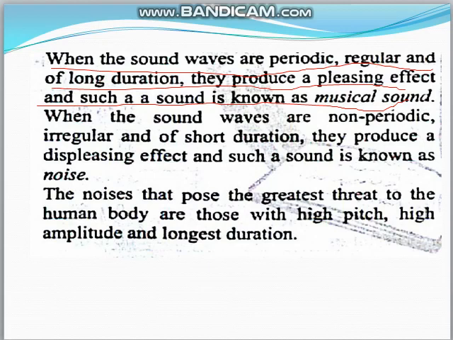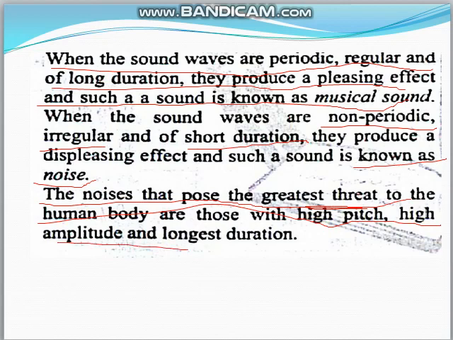When the sound waves are non-periodic, irregular, and of short duration, they produce a displeasing effect, and such sound is known as noise. Here you can see the difference between noise and musical sound. When it is periodic, regular, and long duration, that is musical sound. When non-periodic, irregular, and short duration, that is nothing but noise. The noises that pose the greatest threat to the human body are those with high pitch, high amplitude, and longest duration. So these are the main threats for the human body: high pitch, high amplitude, and longest duration.